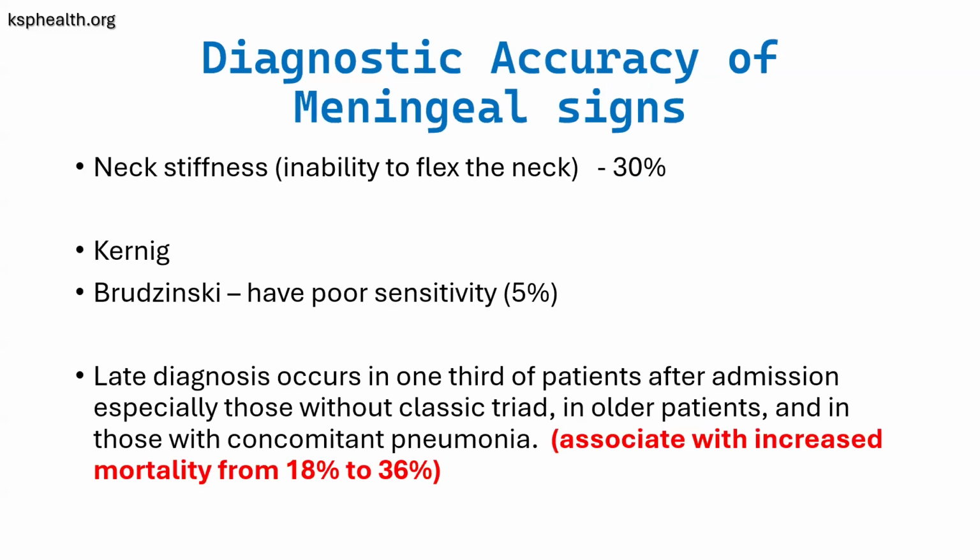The diagnostic accuracy of meningeal signs: we used to rely on meningeal signs to make the diagnosis. Neck stiffness, that is, inability to flex the neck, is present in only 30% of the patients. The other signs like Kernig's and Brudzinski's have poor sensitivity, only 5%. The diagnosis is delayed in one-third of the patients because of the lack of the classic triad. It's so common in older patients and those with concomitant pneumonia.